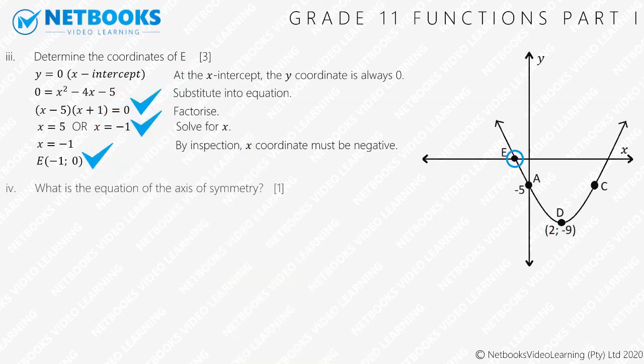Now, we're asked for the equation of the axis of symmetry. We know that the axis of symmetry, for a parabola, is a vertical line through the turning point. We get the equation as x equals 2. You get a mark for the final answer.